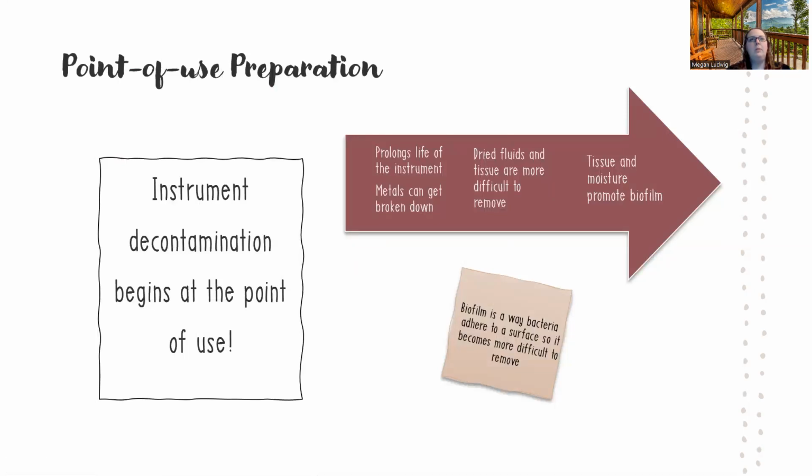If you leave that dried blood or tissue, whatever it is, on those instruments for an extended period of time, the metal on those can actually break down, which is going to ruin them over time. It might shorten the life of those instruments. It also makes it a lot harder to clean. Dried tissue, and you're going to see this in one of your activities or assignments that you have to do.